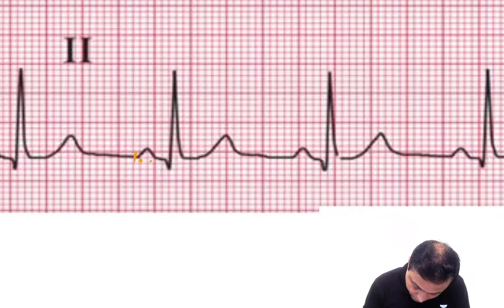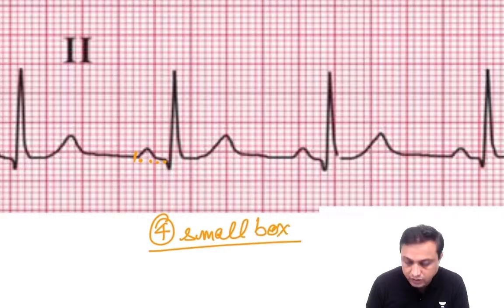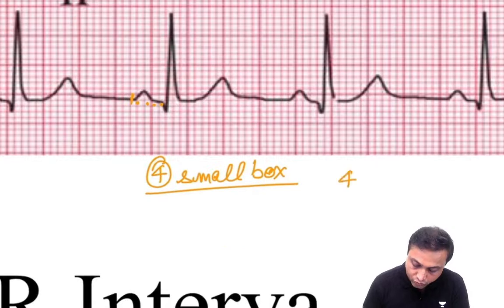1 box, 2 box, 3 box, and 4 box. So there are how many boxes? There are 4 small boxes over there. Right? There are 4 small boxes. So what do I have to do? 4 into 0.04. So what will be the time? 0.16 seconds.